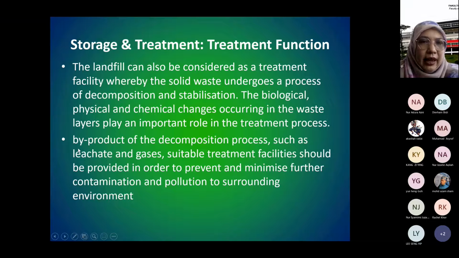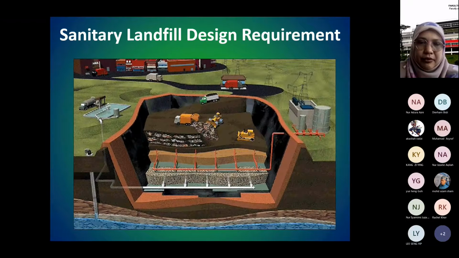And for the byproducts of the decomposition process, such as leachate and gases, as I mentioned just now, suitable treatment facilities should be provided in order to prevent and minimize further contamination and pollution to the surrounding environment.